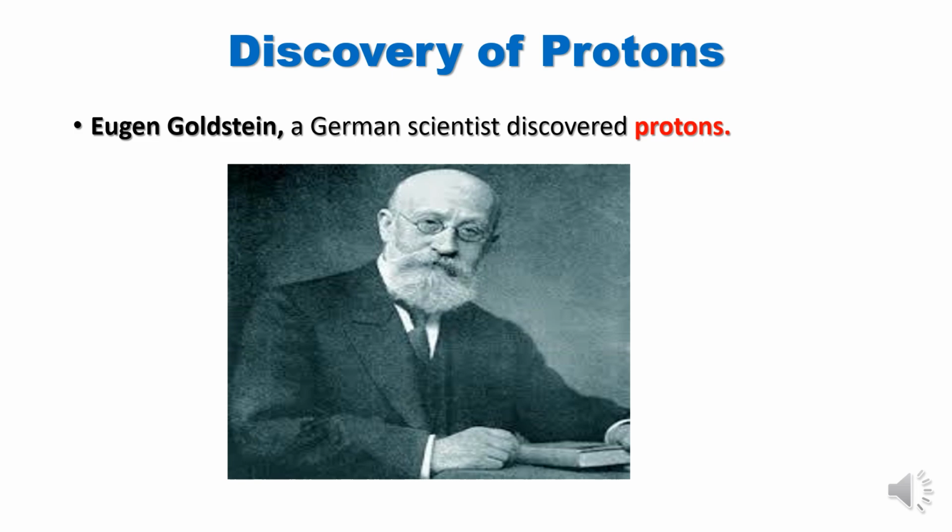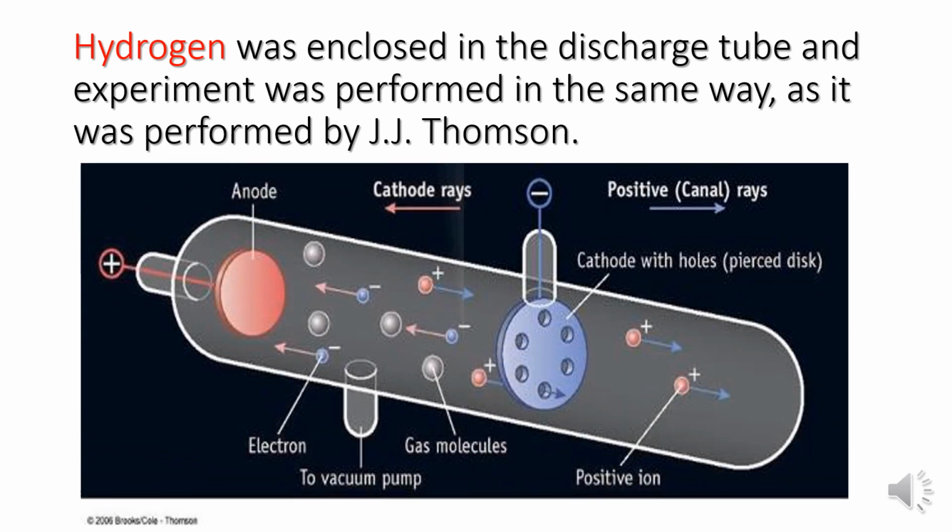Goldstein also repeated Thomson's experiment by modifying the discharge tube that you have learnt in the last class, and he used a perforated cathode. Perforated cathode means a cathode which has holes. The cathode plate has holes, and it was placed near the center of the tube and not at the end, as you can see in this picture.